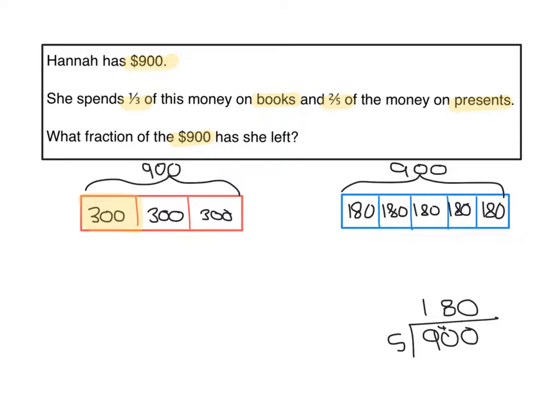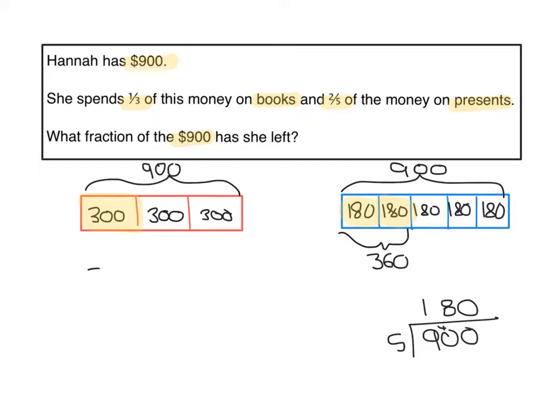I want 2/5. So that's 2 boxes. So that's these 2 here. 180 add 180 is 360. So she spent $300 on books and $360 on presents.